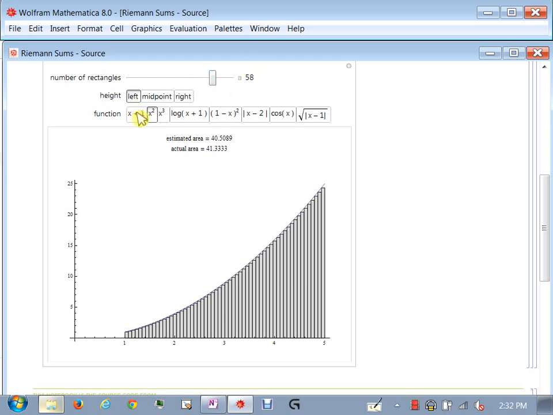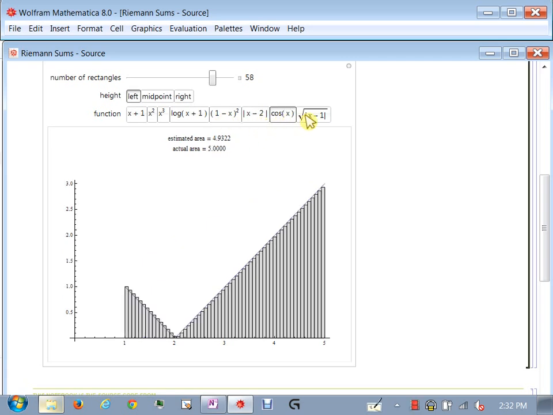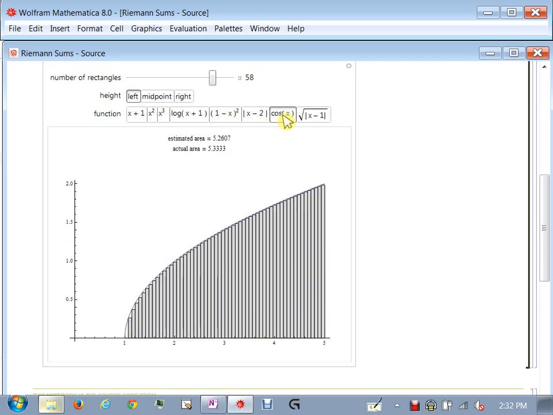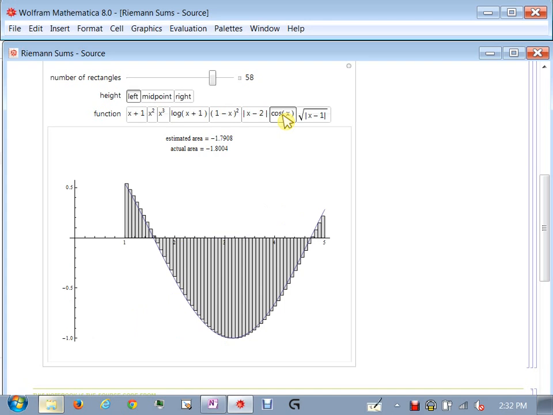And it does not matter what the function is. I'm changing these functions around right now. All of these I can figure out using that same idea, right? So you get the idea of the Riemann sum? You add them up?